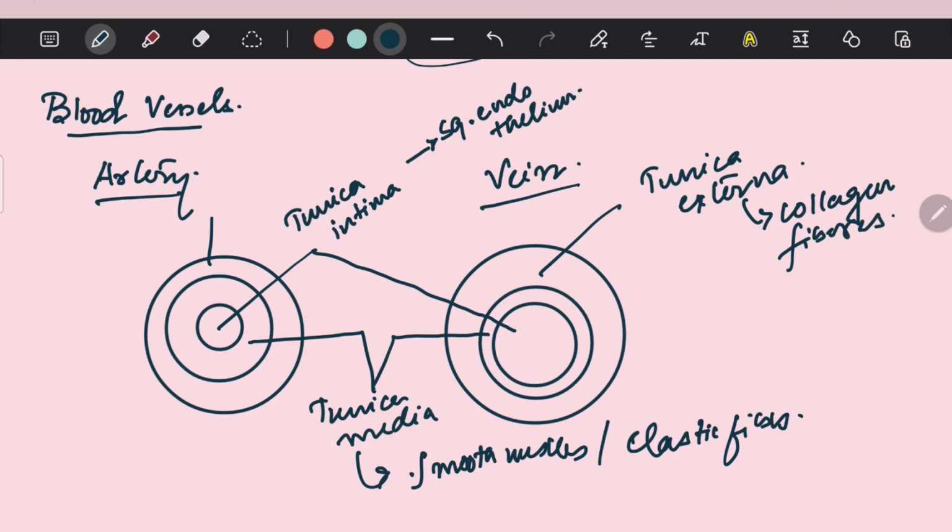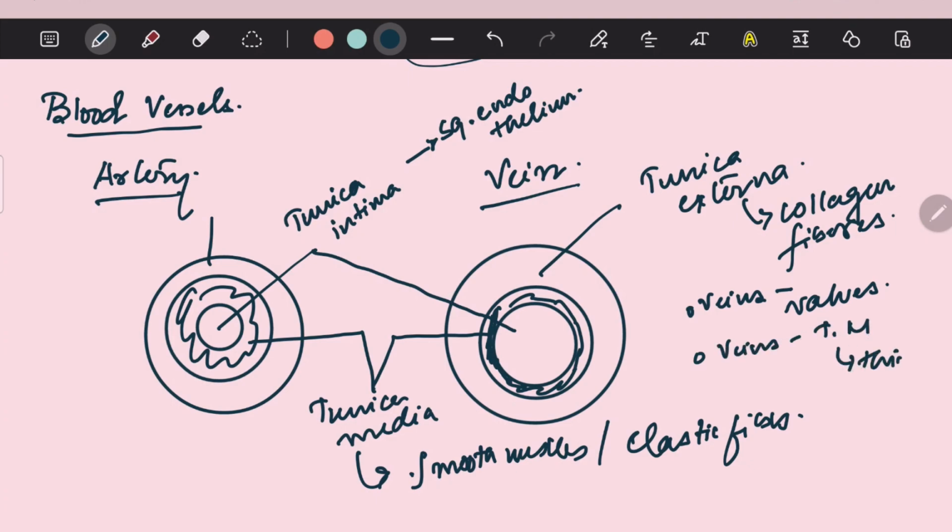Now, if we compare the basic structure of an artery and a vein, there are two basic differences. First, veins contain more valves than arteries. And secondly, the tunica media layer, if you observe closely in this picture as well, is thinner in the veins as compared to that of the artery. So this brings us to the discussion of the blood vessels and their structure.